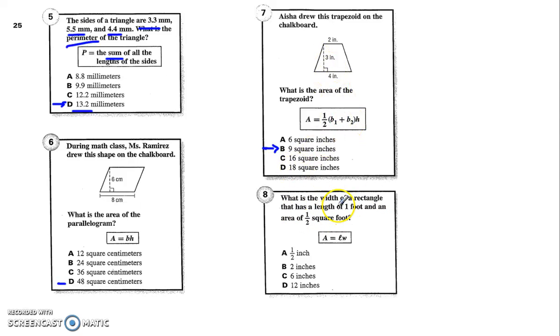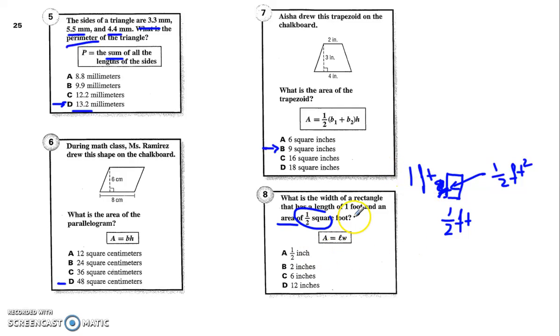And what is the width of a rectangle that has a length of 1 foot and an area of half a square foot? So 1 times something gives us an area of a half square foot. 1 foot times something. 1 times what gives me a half? Well, 1 times a half. 1 times a half gives me a half foot squared.